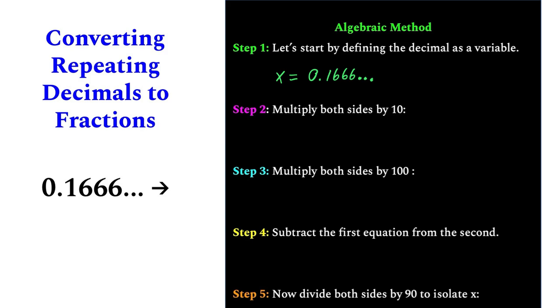Now let's do the second step, which will be moving the decimal once to get the repeating part lined up. We want the repeating 6 to come right after the decimal, so multiply both sides by 10. That will be 10x equals 1.666. Step 3, let's multiply both sides by 100 so we can match the repeating digits, so we can eliminate it at the end.